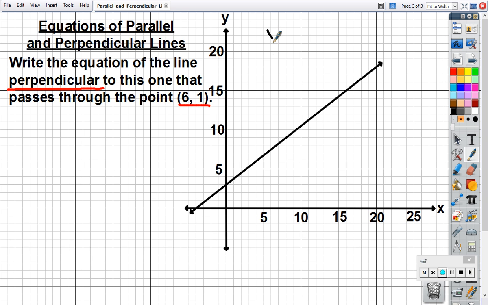And for your reference, I'm going to write the equation of the original, y equals 3/4 x plus 3. Okay? That is the original equation. So I want you to pause the video at this time, and I want you to try this problem on your own.